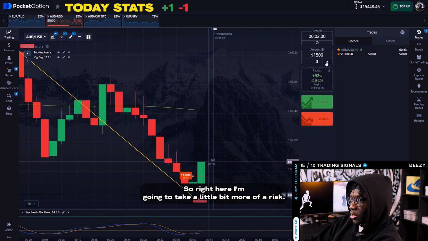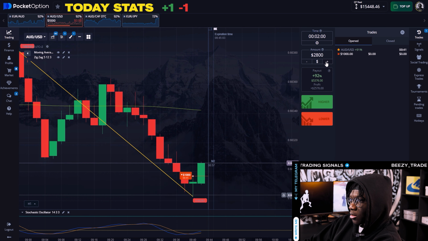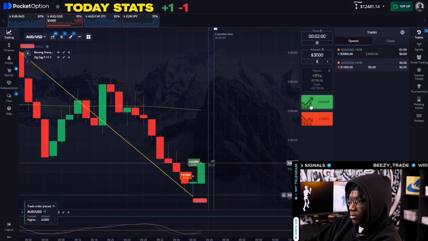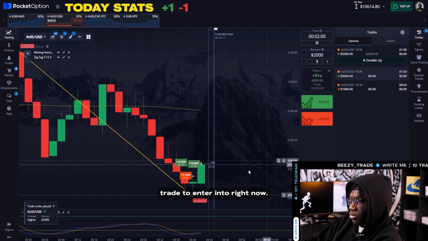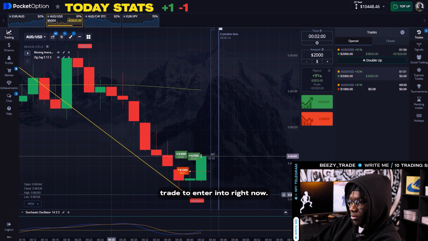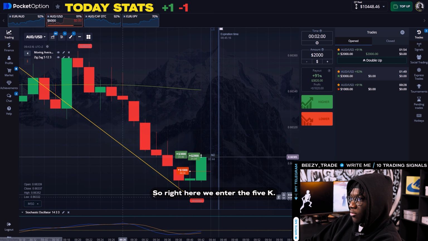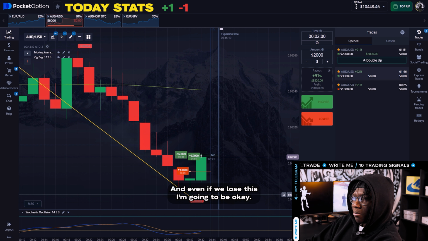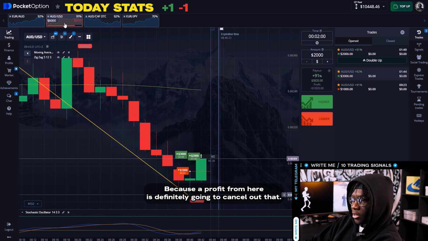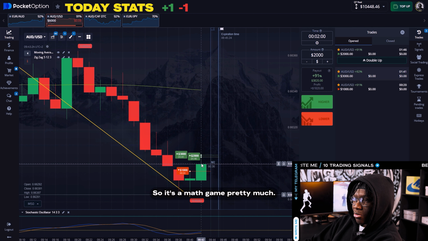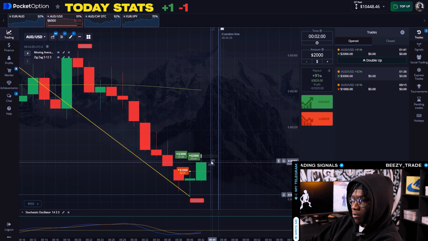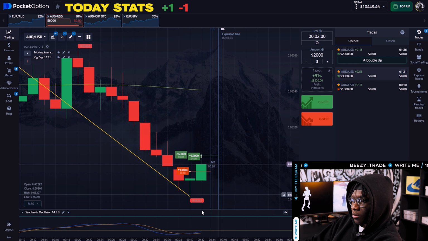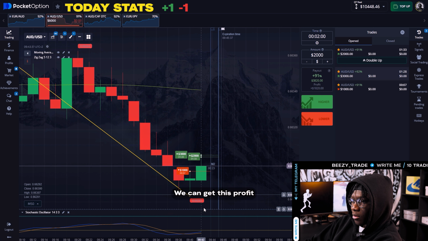So right here, I'm going to take a little bit more of a risk, just because I feel like this is the right trade to enter into right now. So right here, we enter 5K. And even if we lose this, I'm going to be okay because the profits from here are definitely going to cancel out that. So it's a math game, pretty much. If we can get this profit, I'm going to be good.